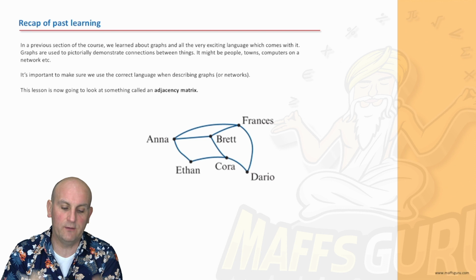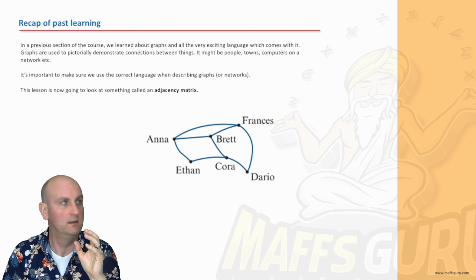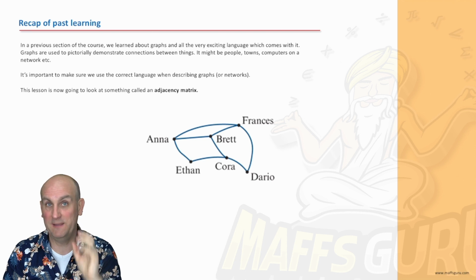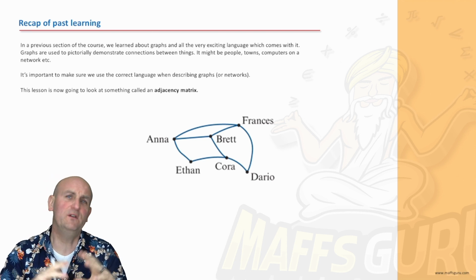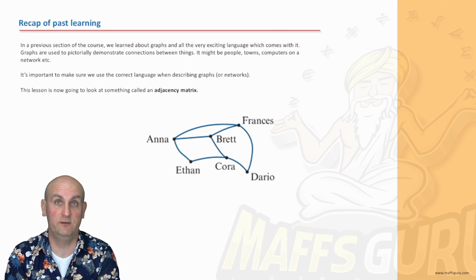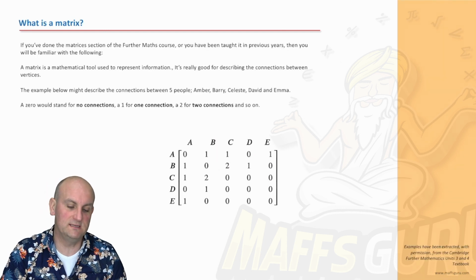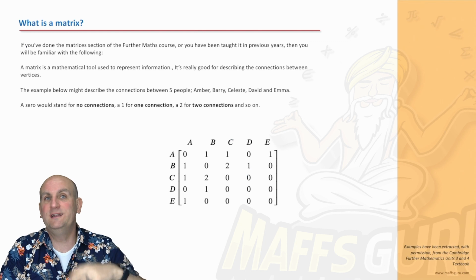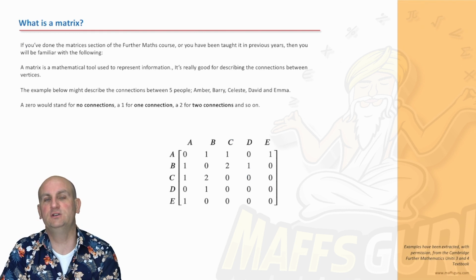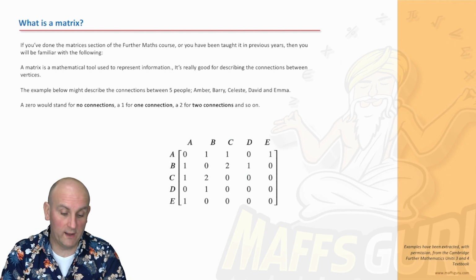So we worked out that there were lots of ways of communicating, and if you've done the section on matrices in Further Maths, you'll have a little bit of a grounding on this already, because we've already sort of met this with communication matrices. So it's very, very similar. So these are basically adjacency matrices. What is an adjacency matrix? It just shows the number of connections between a number of different vertices. That's quite literally it, all right?